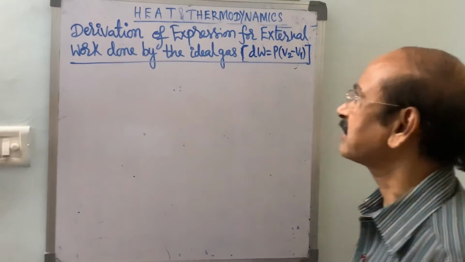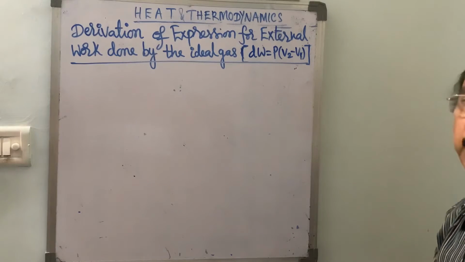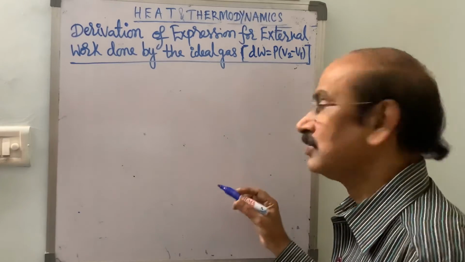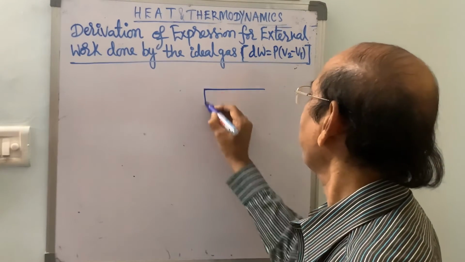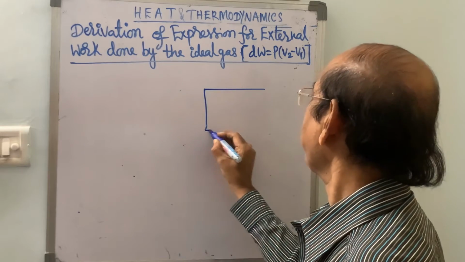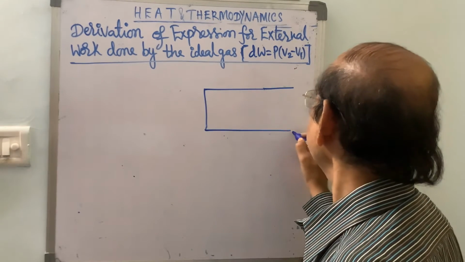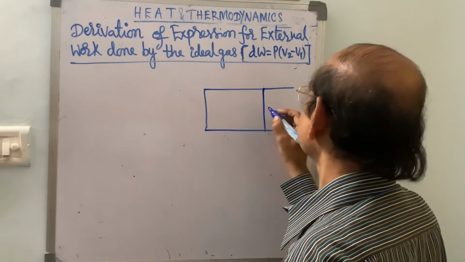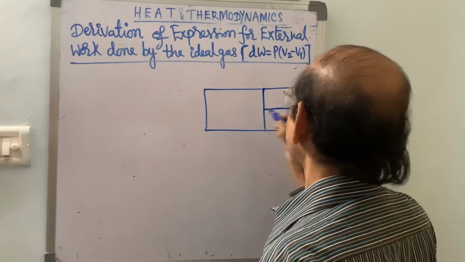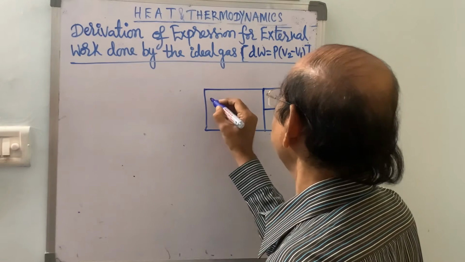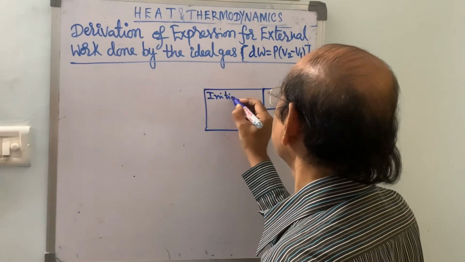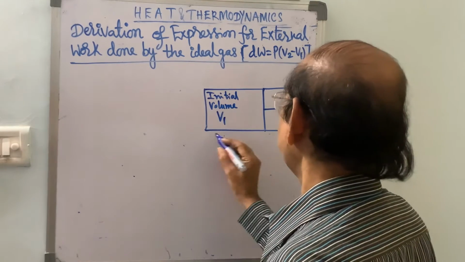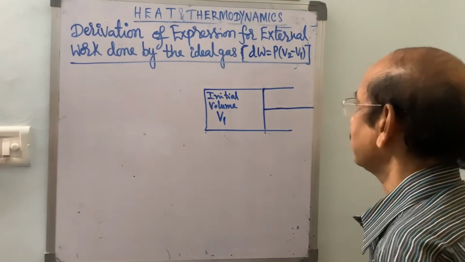Now let us derive the expression for external work done by the ideal gas. Consider 1 gram molecule of ideal gas which is enclosed in a non-conducting vessel. So let the initial volume be V1, that is from this part to this part, A to P.